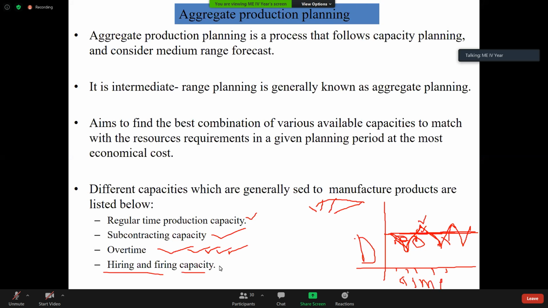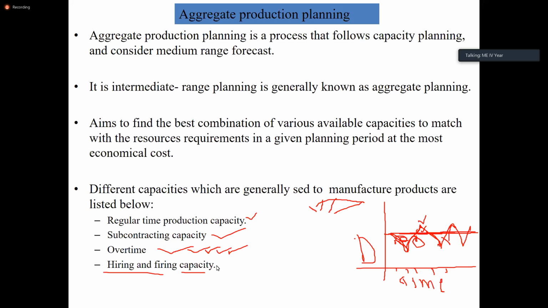So this is the hiring and firing capacity. It means the employees normally maintain a certain fixed number, like some 100 employees. Even though some demand is increased, based upon the demand, these 100 employees will not be sufficient to fulfill the demand in a particular month, this month. In that time they will hire some 20 excess employees.